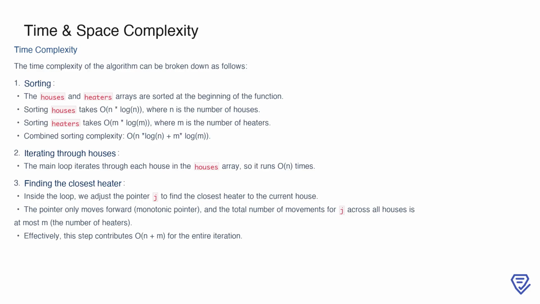Next, as we iterate through each house in the houses array, the main loop runs O(n) times, once for each house. Within this loop, we adjust the pointer j to find the closest heater to the current house. The pointer only moves forward, which means that over the entire iteration, the total movements of j across all houses are at most m, the number of heaters. This step has a combined complexity of O(n + m) for the entire process.